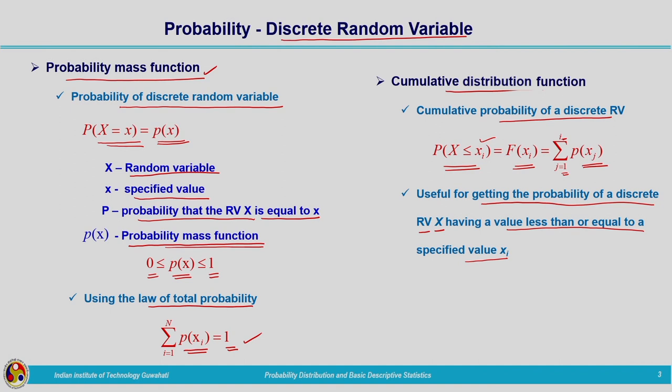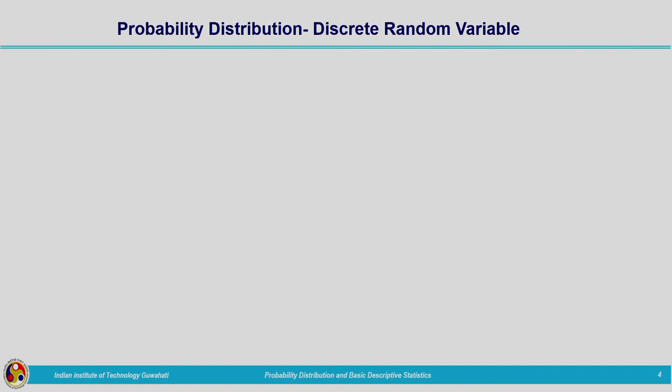So, when we talk about the probability distribution related to a discrete random variable, we express it either in terms of the probability mass function or the cumulative distribution function. Now, let us explain this with the help of an example. Consider the case of a discrete random variable. The probability distribution involves discrete random variables.